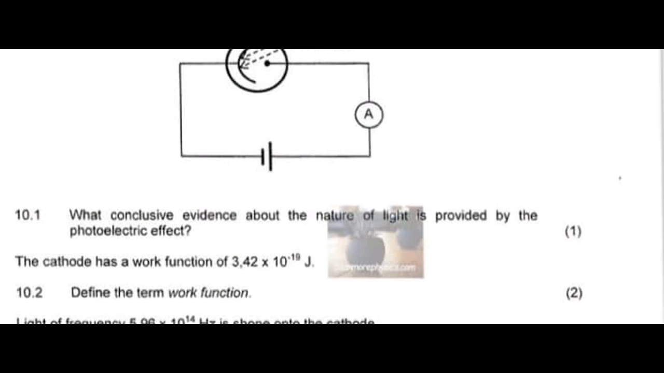Now 10.1, they said: what conclusive evidence about the nature of light is provided by the photoelectric effect? So they're just asking you which nature of light is demonstrated by the photoelectric effect, right? If they ask what conclusive evidence about the nature of light is provided by the photoelectric effect, it's the particle nature.